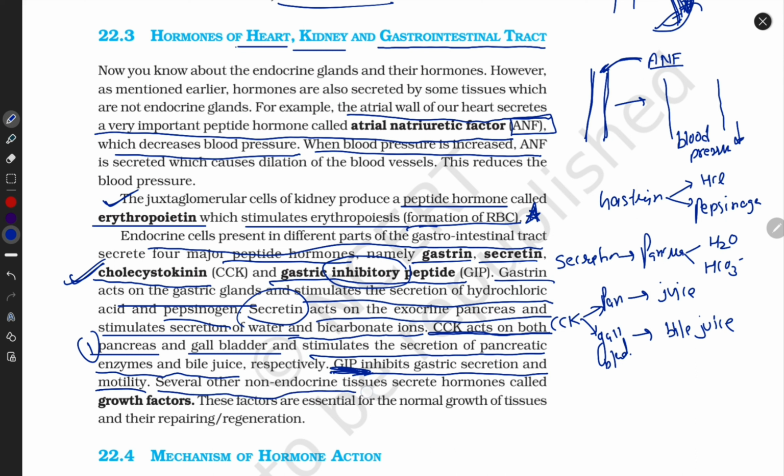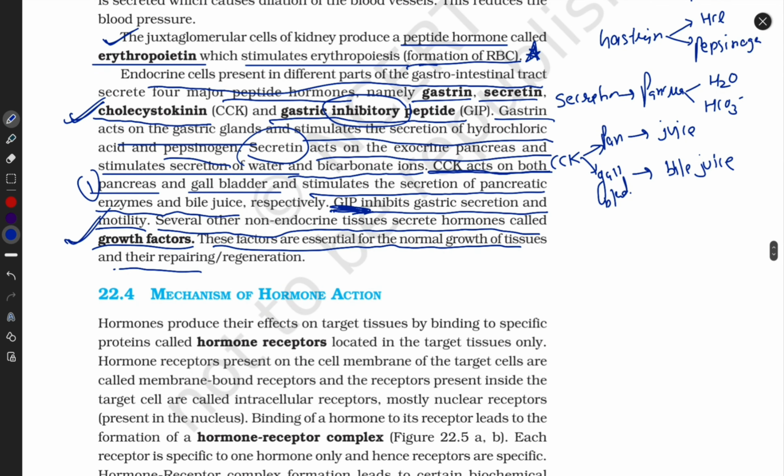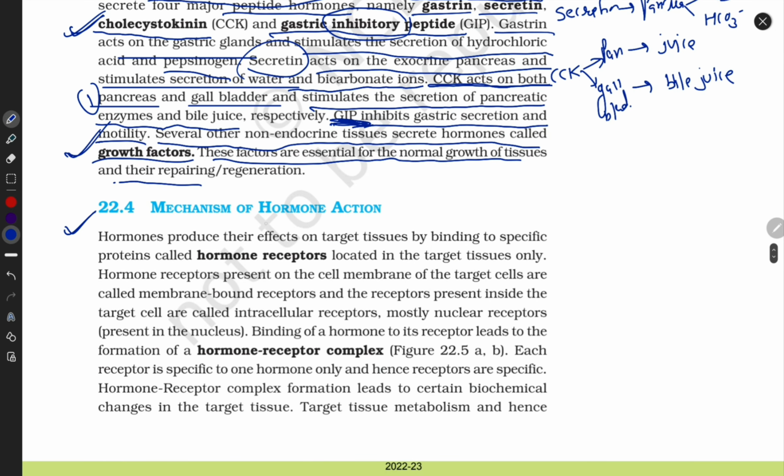Several other non-endocrine tissues secrete hormones called growth factors. These factors are essential for normal growth and tissue development. It means they are not a gland, guys. These are not a gland, but they are important for growth. So in the next video, we will complete the mechanism of hormones, how hormones work in our body.